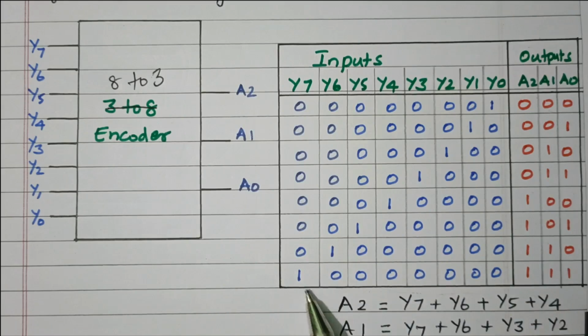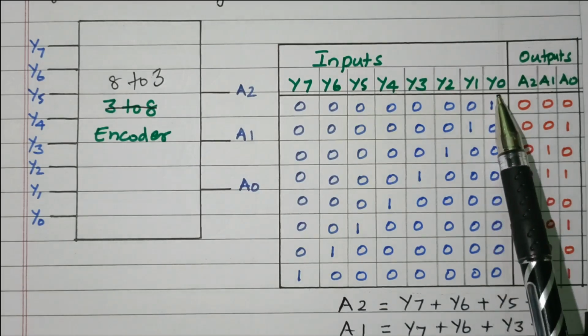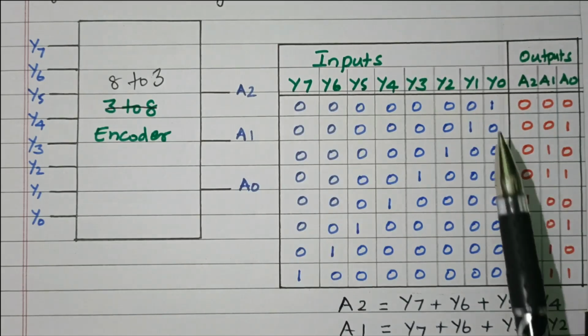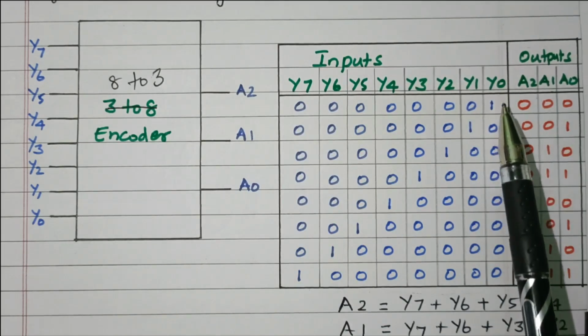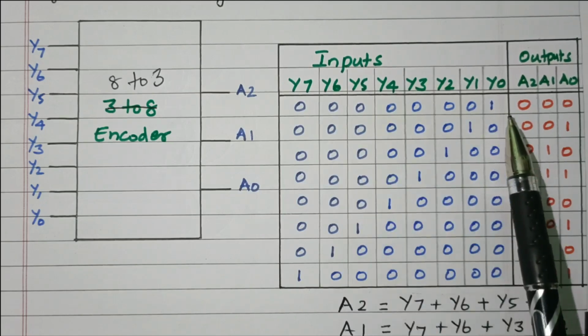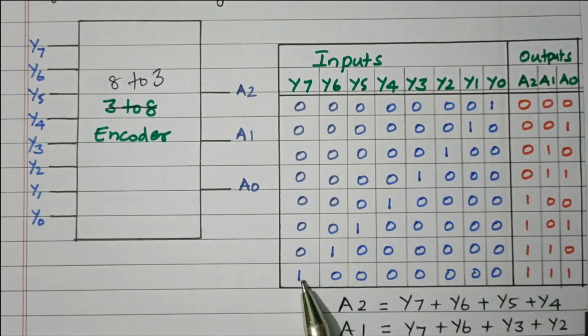If y7 is 1, the other digits are 0, meaning the eighth combination, 1, 1, 1, triple 1, right? So based on the values of y0 to y7, we are getting 8 different outputs. If y0 is 1, the other terms are 0, that is the first combination. If y1 is 1, it is the second combination. Like that we are getting 8 different combinations, right? This is the truth table of the 8 to 3 encoder.